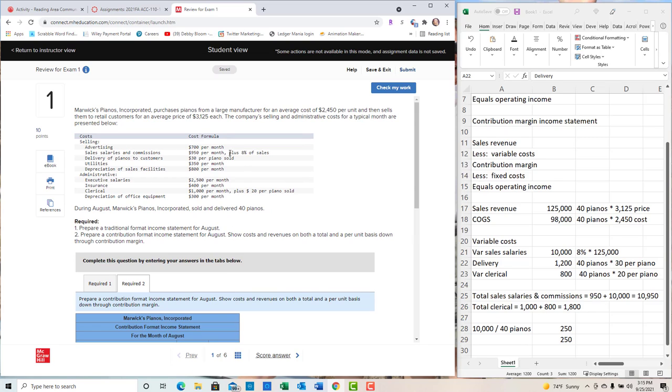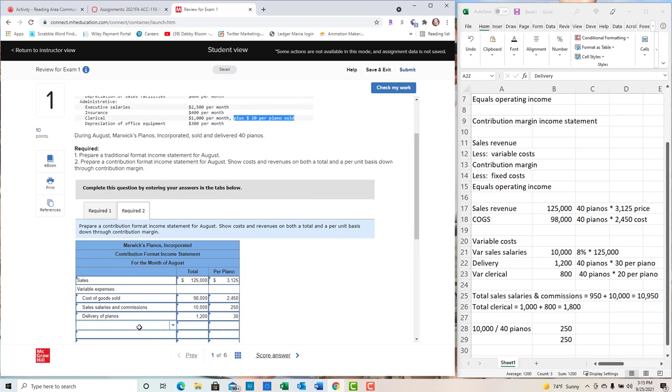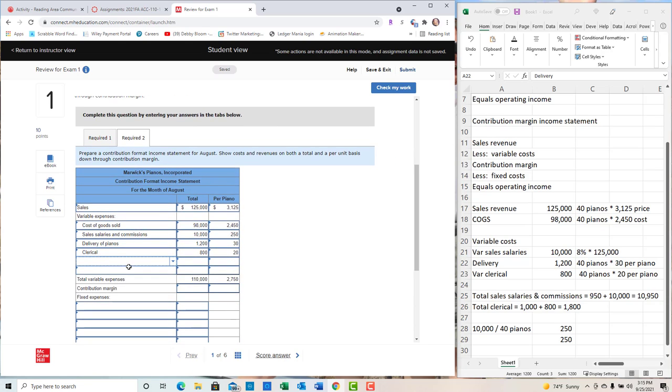Now we've got our variable sales, salaries, and commissions. We've got our delivery of pianos. The other 2 selling are per month, which means that they're fixed. So we only have 1 variable administrative, only the variable part of the clerical. We're not going to include the $1,000 per month. So our variable clerical is just going to be $800. And they gave us in the problem that was $20 per piano.